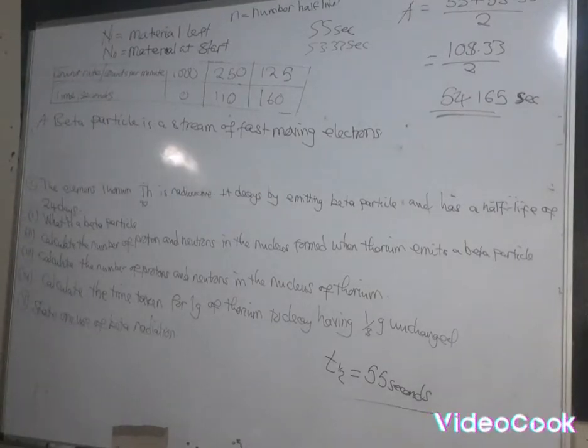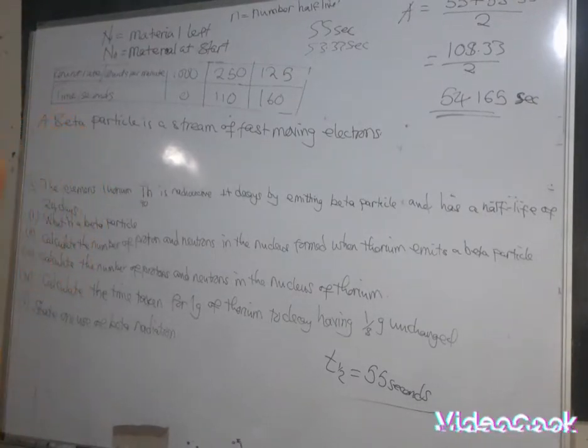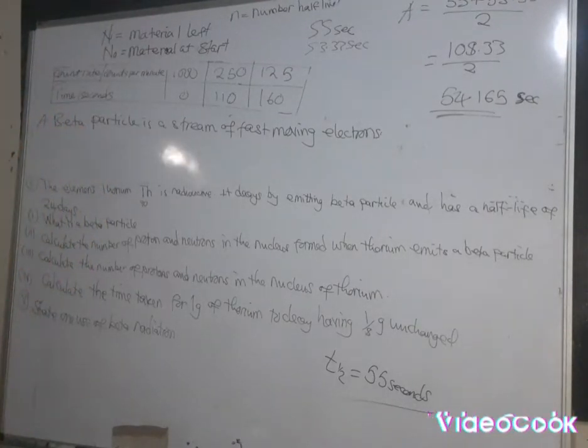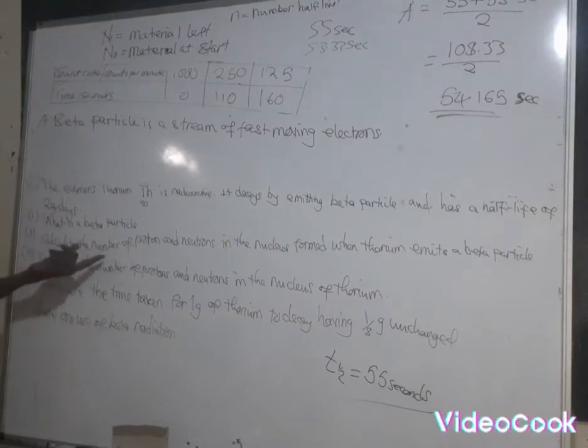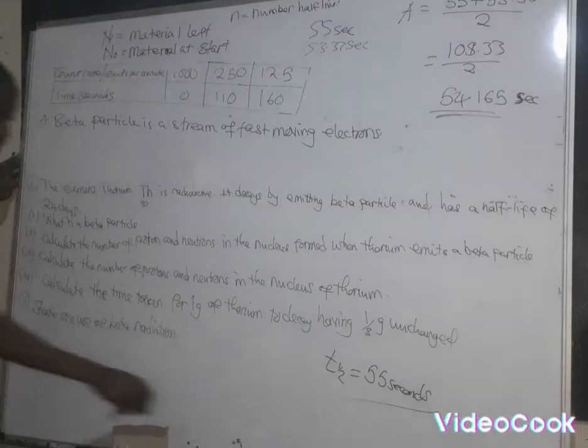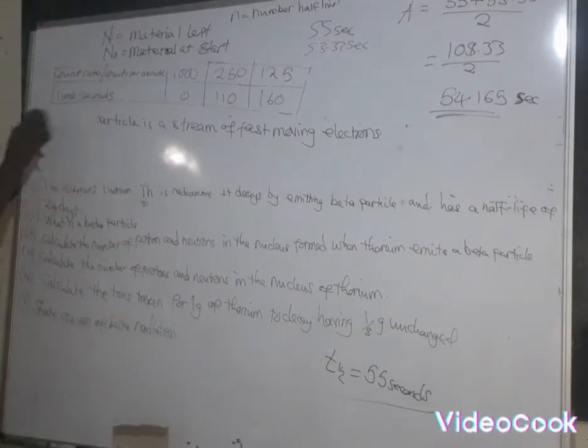Question Roman number 2, C Roman number 2. Calculate the number of protons and neutrons in the nucleus formed when thorium emits a beta particle. So we need to find the number of protons and neutrons in the new isotope which will be formed when thorium produces a beta particle. You cannot find this without writing the decay equation. You first have to write the decay equation.